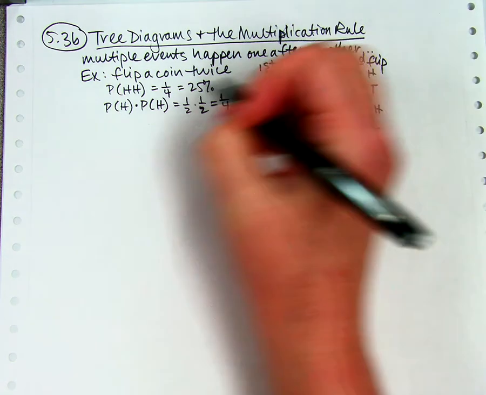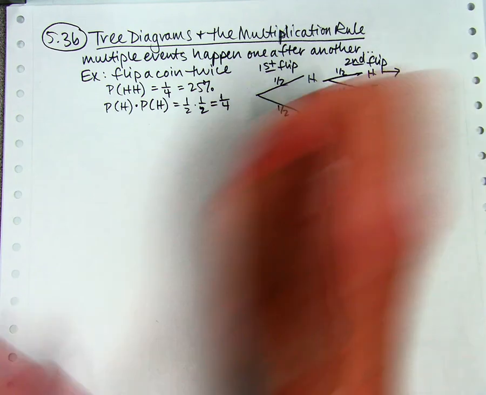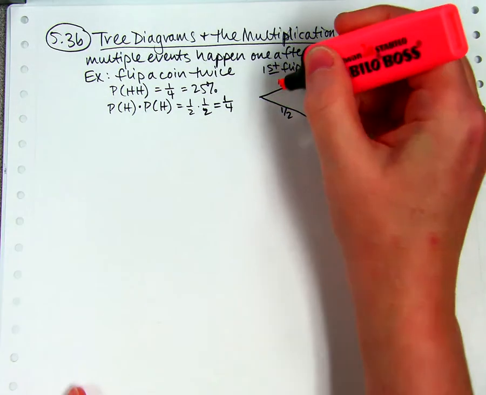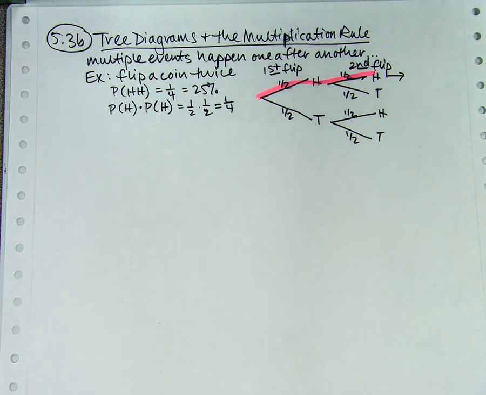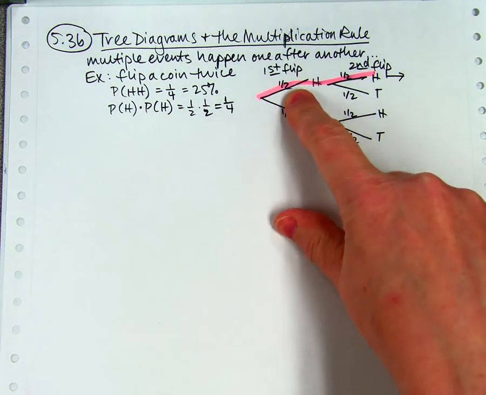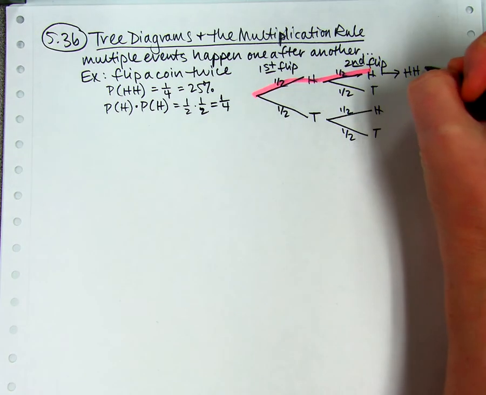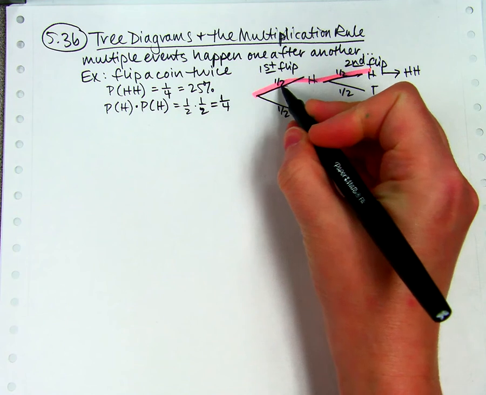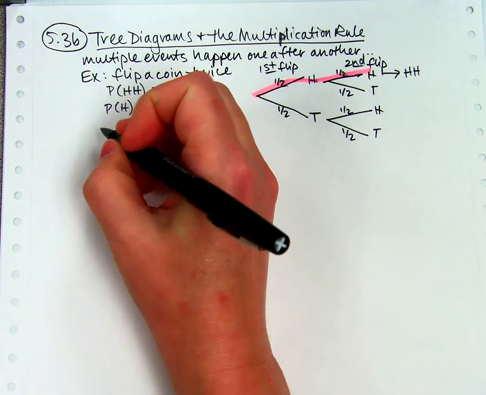But that probability of a head and then a head, that's this branch right here. I'm going to use my highlighter. So if I'm talking about head and then a head, I'm talking about this branch followed by this branch, which is the heads heads thing, and it's 1/4, where it comes from 1/2 times 1/2. You can multiply each piece of the branch together.